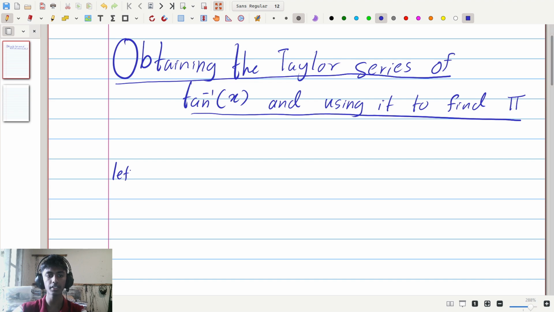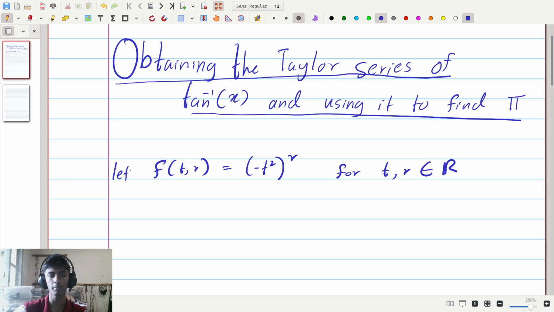So we'll say let f of t and r, where t and r are two numbers, be equal to negative t squared to the power of r. And we'll say that this is valid for some t and r elements of the real numbers. So t is an element of the real numbers and r is also an element of the real numbers. And when we plug these into this multivariable function f of t and r, it gives us negative t squared to the power of r.